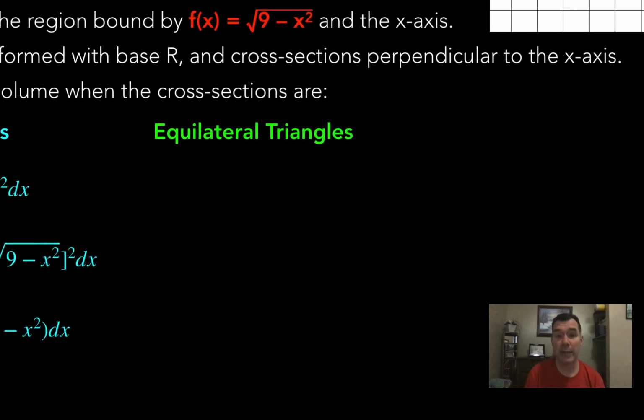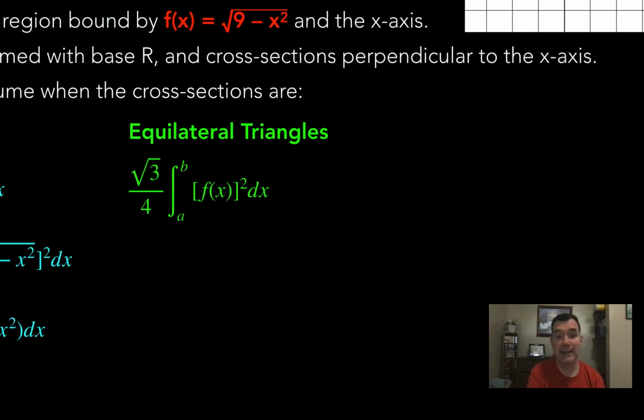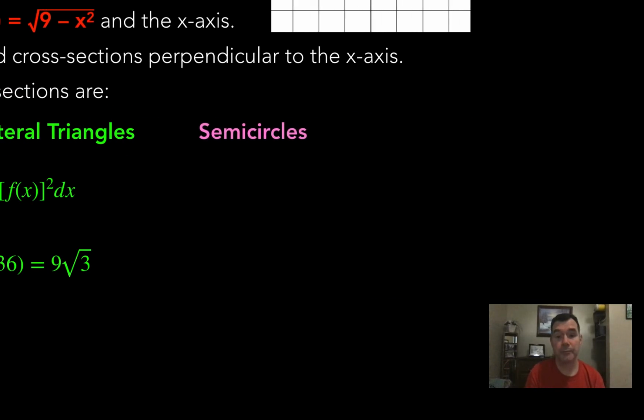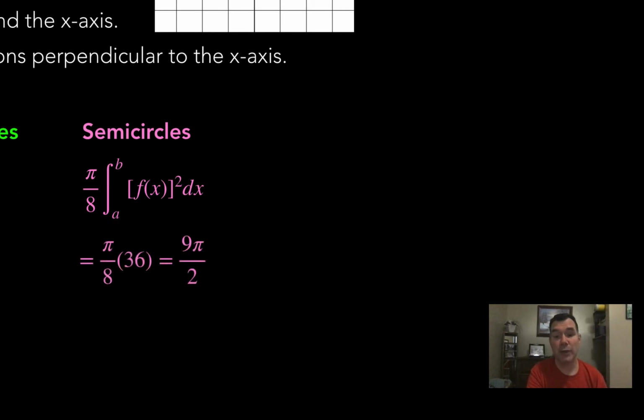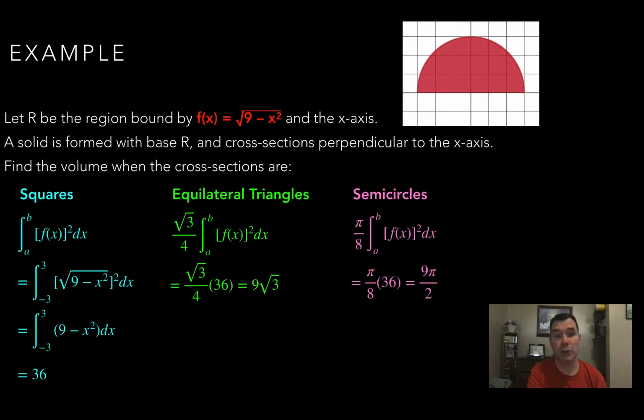All right, if I do equilateral triangles instead, then the question simply changes by putting a root 3 over 4 in front. I've already figured out what the integral is without the root 3 over 4, so I'm going to say that the answer is root 3 over 4 times 36, which is 9 root 3. And then with semicircles, remember the formula is very, very similar. Again, it's just that instead of root 3 over 4, it's got pi over 8 in front. Again, I've already figured out that integral of f of x squared, that was 36. So pi over 8 times that is going to be 9 pi over 2.